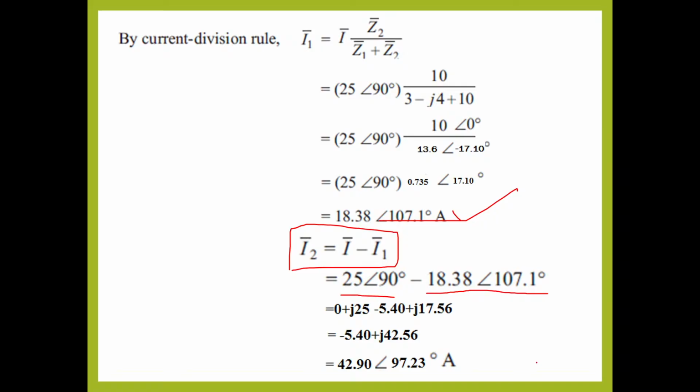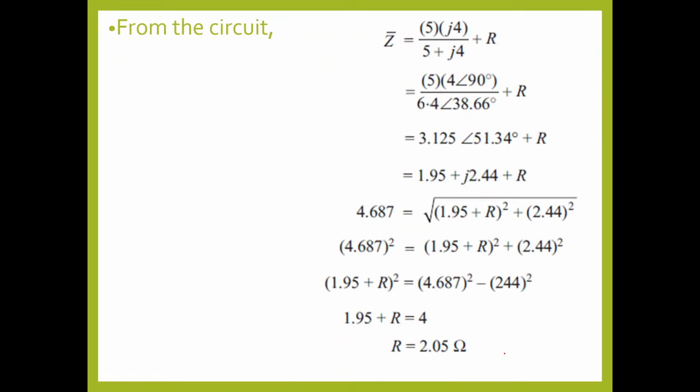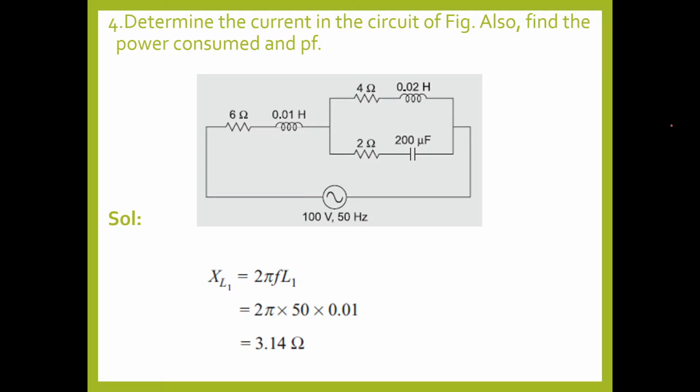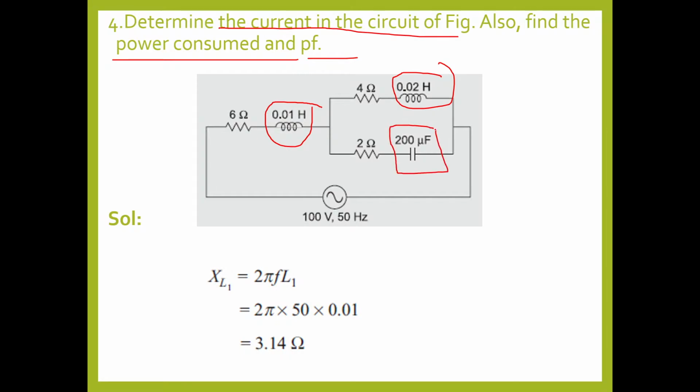So we have seen a series circuit problem and we have seen a parallel circuit problem. One more small problem with both series and parallel combination. In this numerical problem, we have to determine the current in the given circuit, and find the power consumed and power factor. Series elements and parallel elements both are there. Inductance values and a capacitance value are given, but they didn't give us reactance values, so determine the reactance for this inductor.